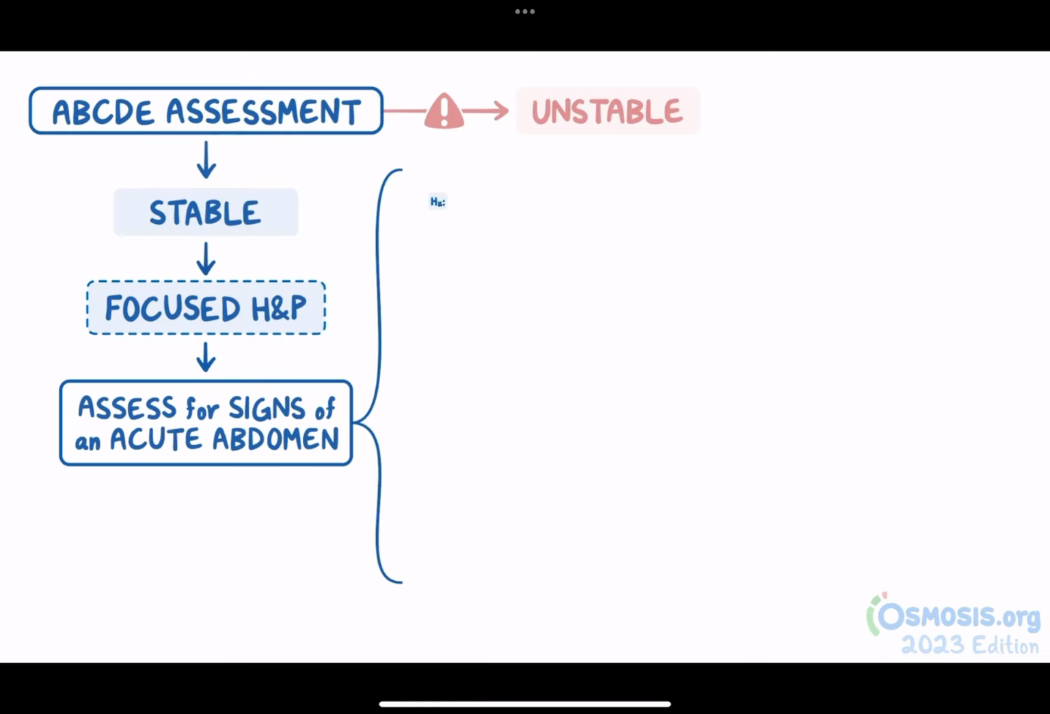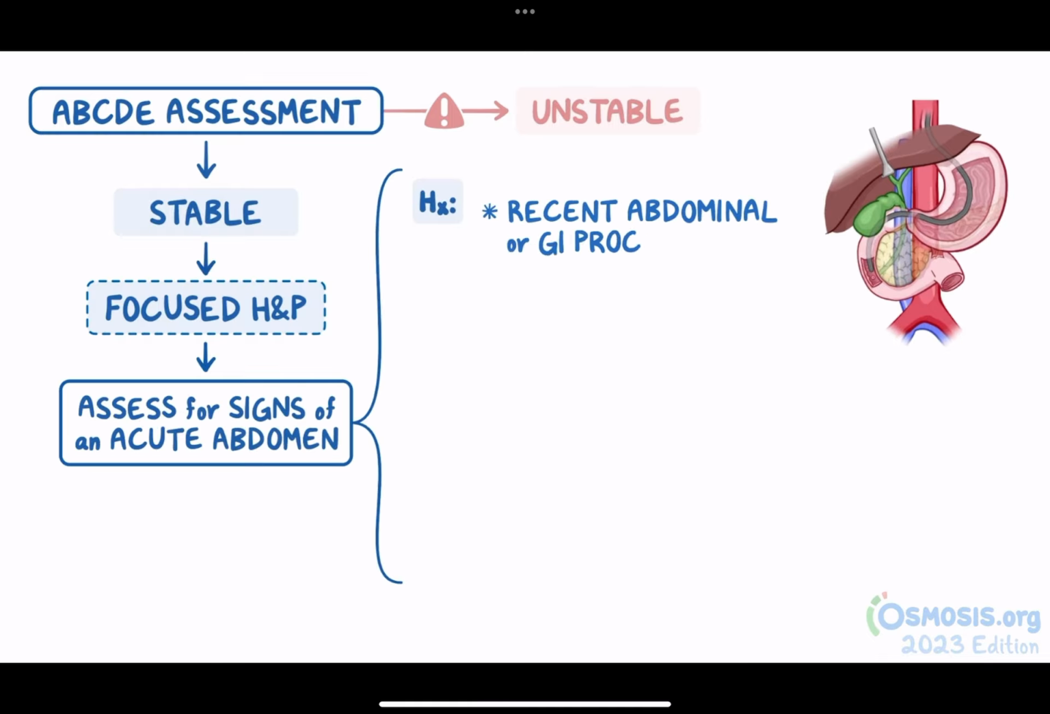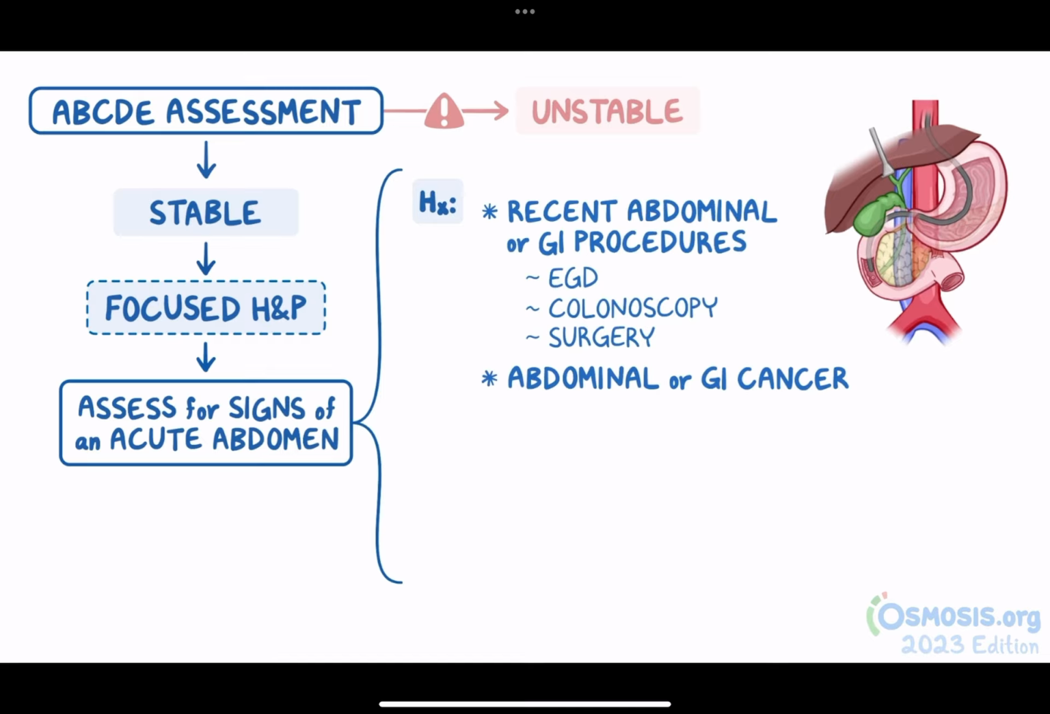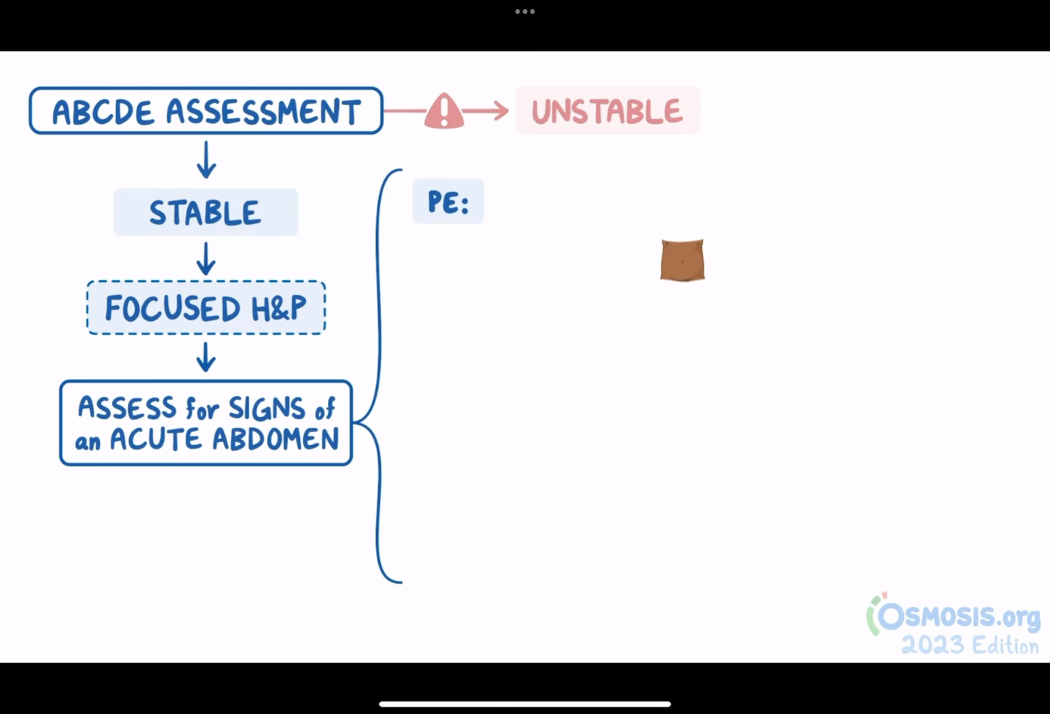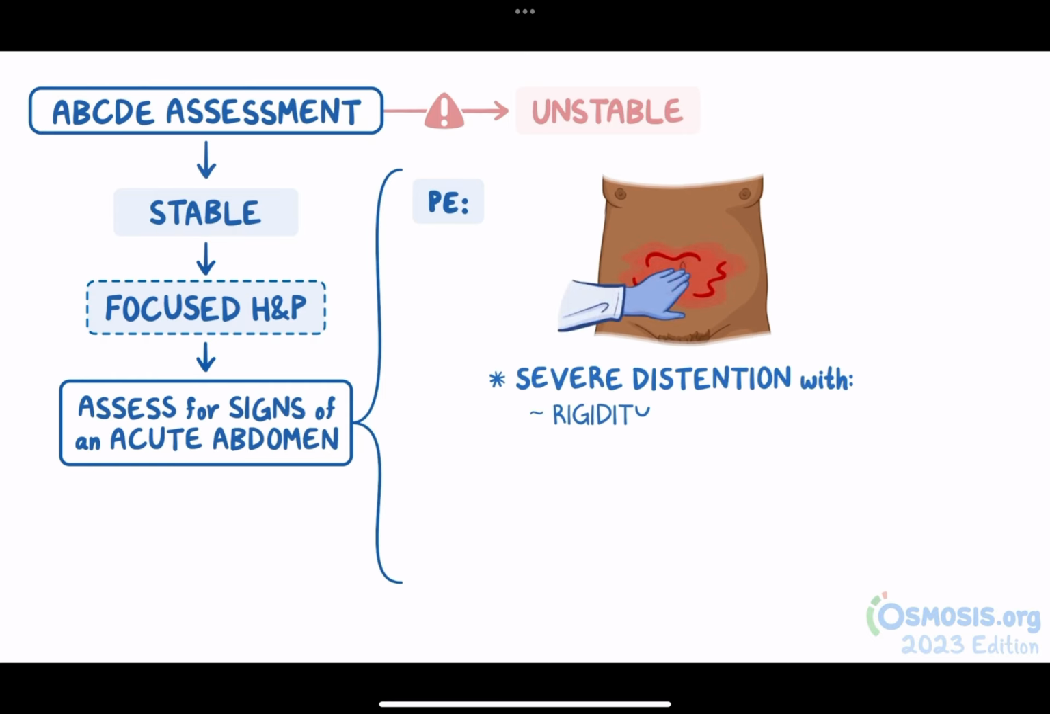In this case, history might reveal abdominal or GI procedures such as EGD, colonoscopy, or surgery, as well as abdominal or GI cancer. In some cases, the patient will have a history of abdominal aortic aneurysm. On physical exam, you usually find severe distension with rigidity, diffuse tenderness, rebound, and guarding.